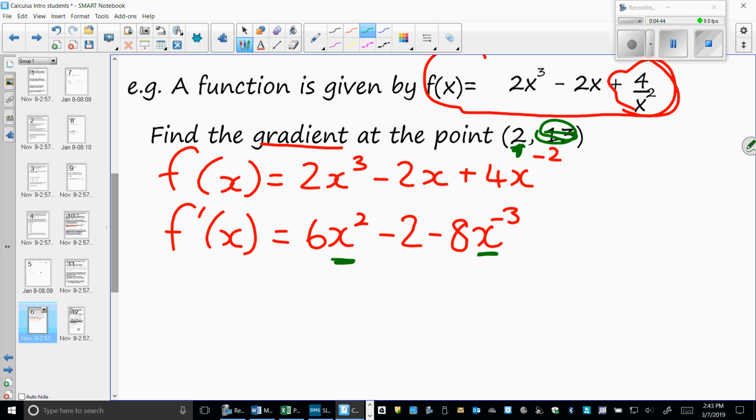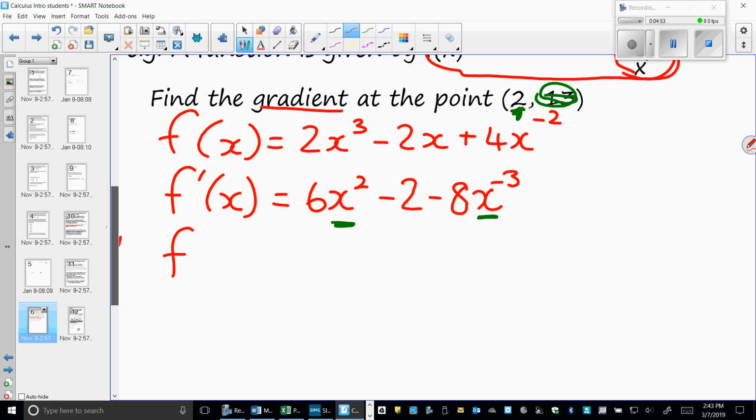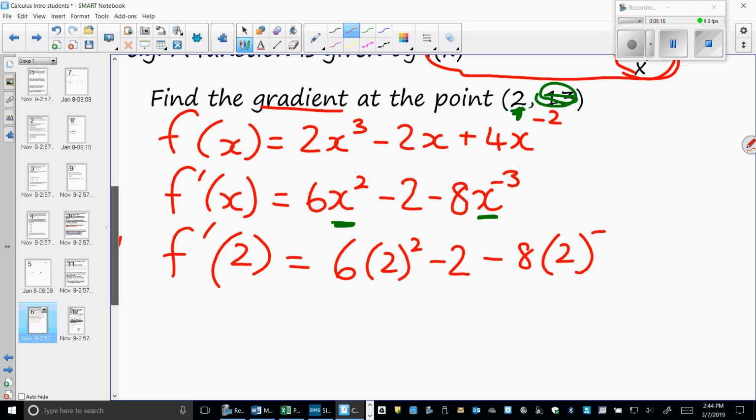So all we're going to do now is substitute that value in. To show we're doing that, in function notation, to substitute a value in, we would just write the number in the brackets. So I'm showing that 2 is being substituted for my value of x by writing it in that bracket there. So then I've got 6 bracket 2 squared, take away 2, take away 8, bracket 2 to the negative 3.